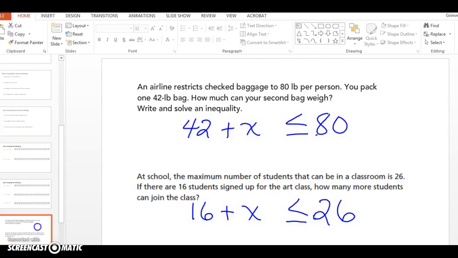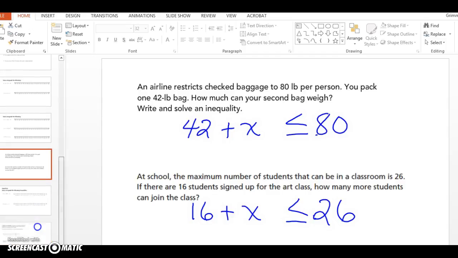And if you're saying, well, when would I ever use this? This is dumb. Let's say that you're trying to put a bunch of information into an Excel spreadsheet. You can put in all of these formulas, and then type in numbers, and it will do all the math for you. But you have to know how to set up the equations to put in there. Does that make sense? Okay. All right. Let's look at the next one.